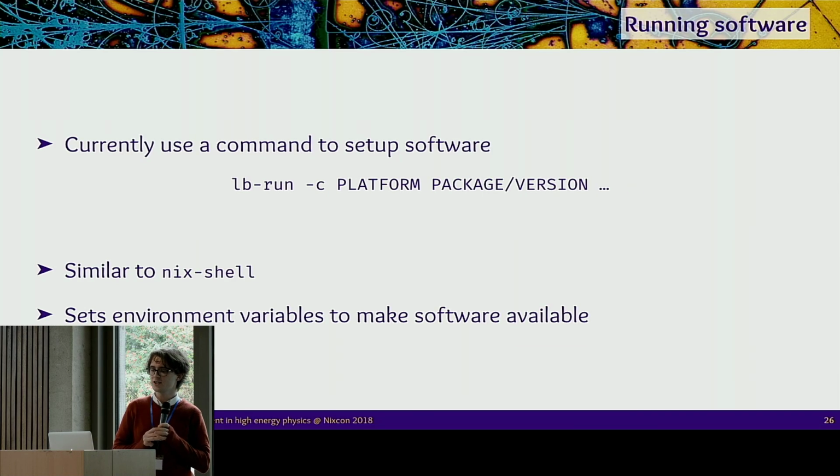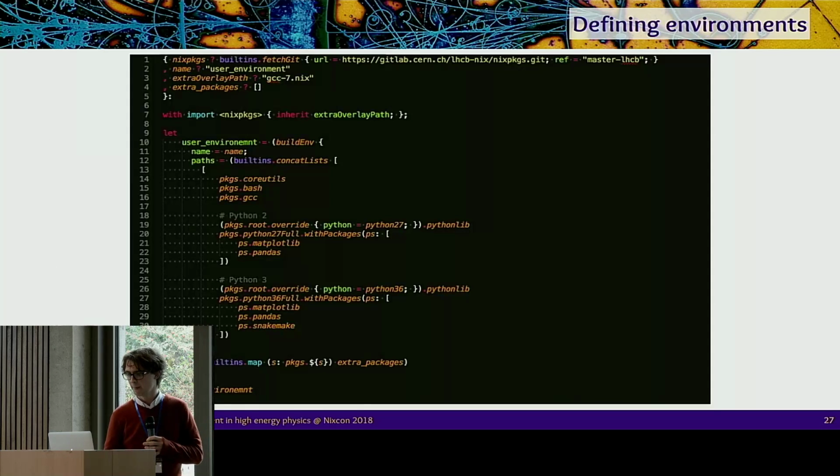For actually running our software, we're used to using a command that's just a Python script that becomes available wherever our software environment is. It's called lbrun. So this is kind of like nix-shell in that you run it and you then specify, in our case, a platform, a package, and a version. We have maybe 15-ish package environments that we can run with this, each one of which has anywhere from maybe 20 to 100 and something versions. And this just sets up environment variables to give you a shell that you can then work with, and then you close that shell and open up a different environment to switch between them.